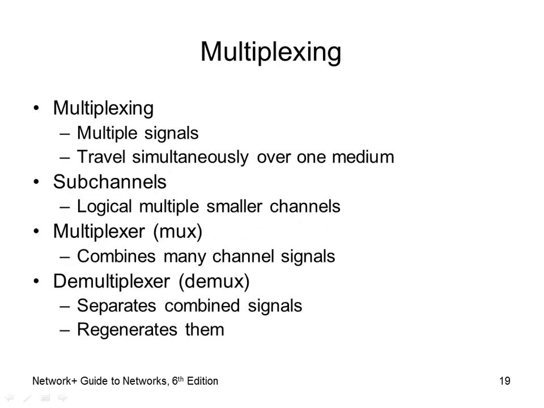Multiplexing is taking multiple channels and sending them over one medium. You do that by using subchannels, which are smaller channels, and you have these devices that are called muxes and demuxes. A mux combines all those signals, and a demux separates them back out.